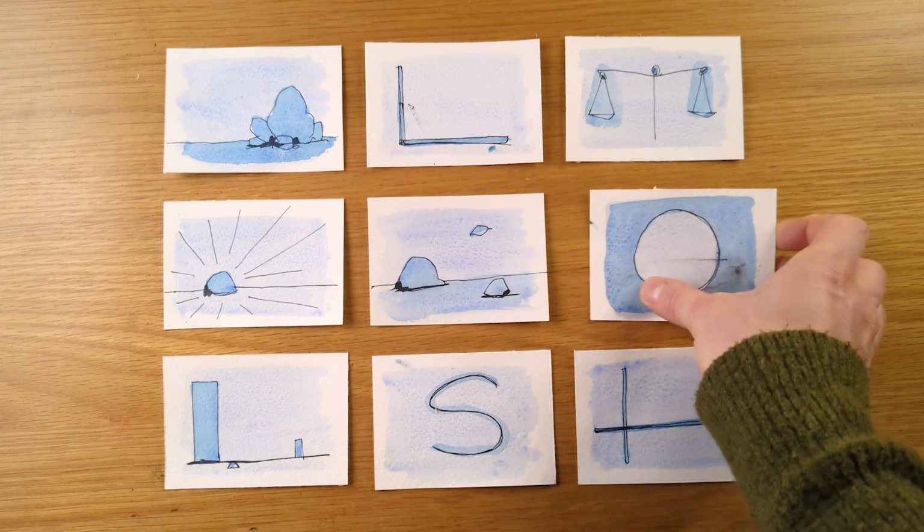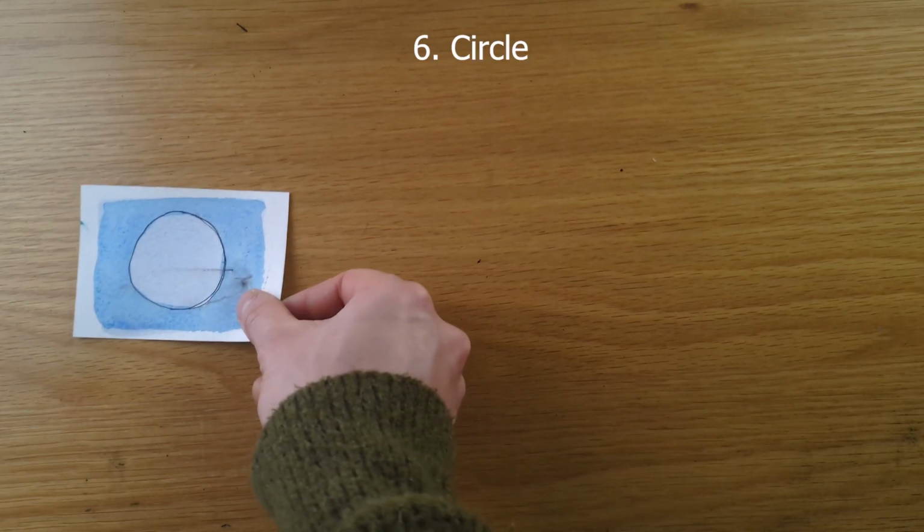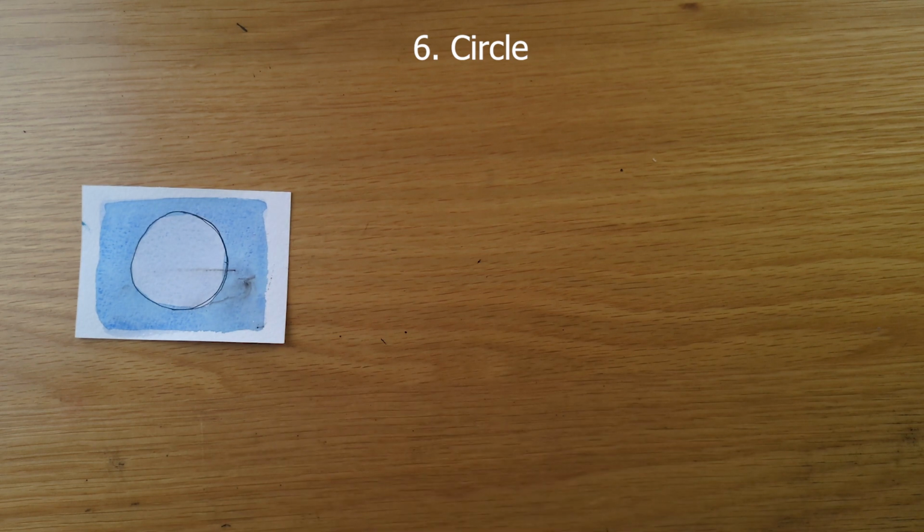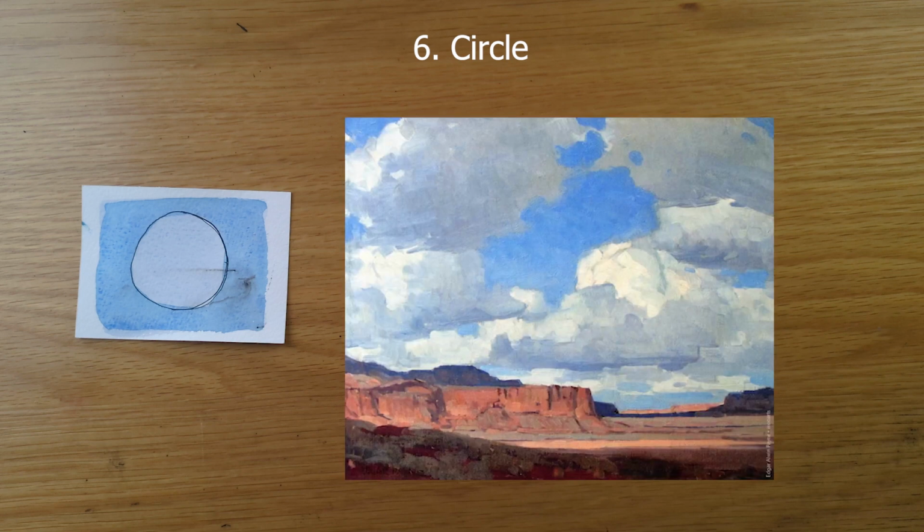This one here is called the circle composition. Now this may be a little bit harder to see in pictures, but essentially it's about providing a frame for the different elements on the page. A simple example here is the clouds.